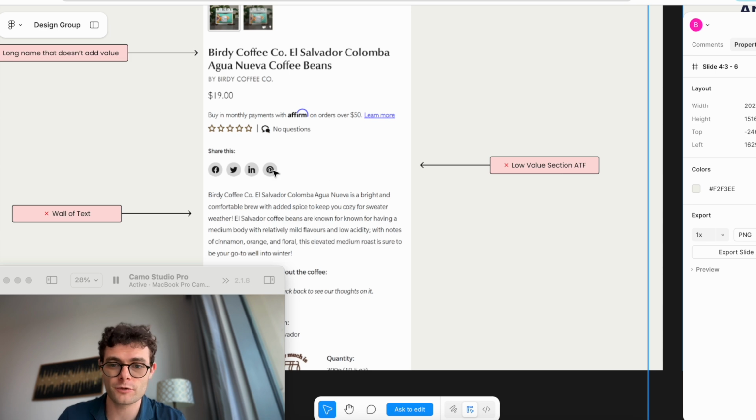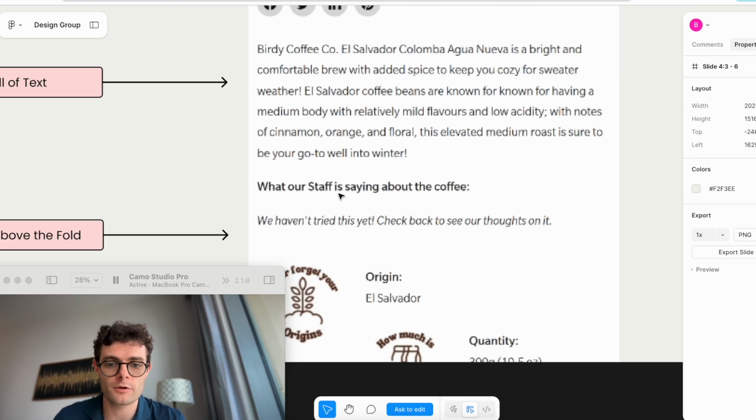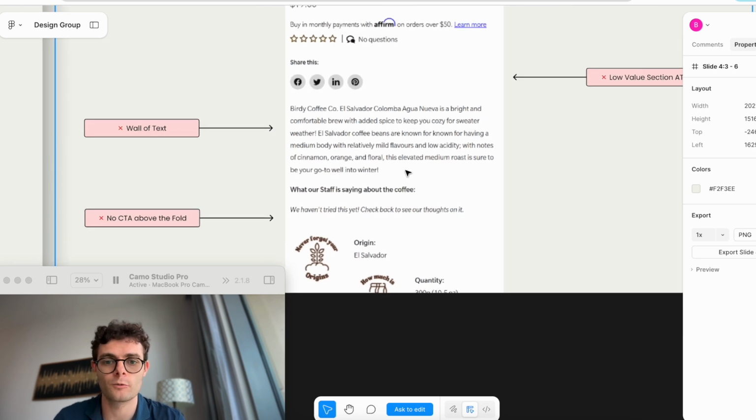Then, the low value section over here. This is no value, like sharing, whatever. It has no value. Another big problem here is a big chunk of text. We don't want to have such a big chunk of text. I would probably say more than 3 lines is not necessary, because people like to consume graphical representations more than text. And if you give them a big chunk, it doesn't work.